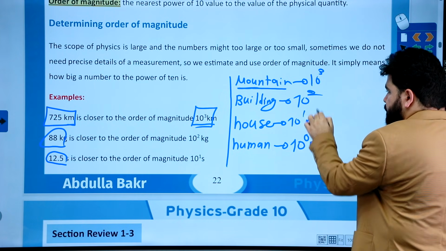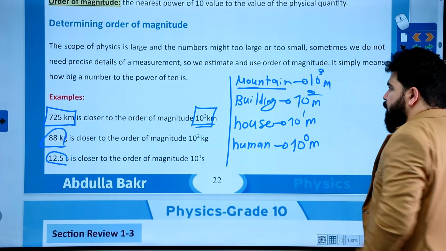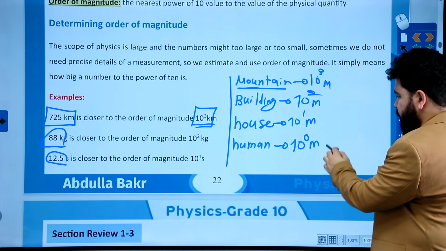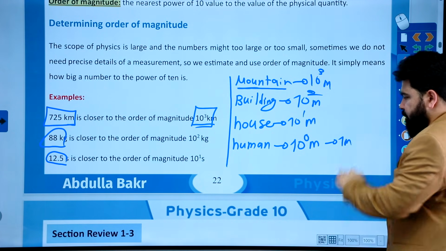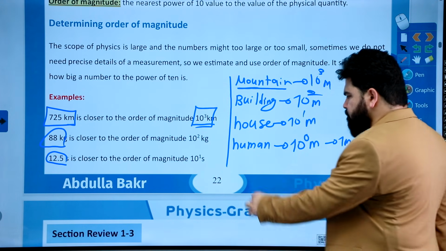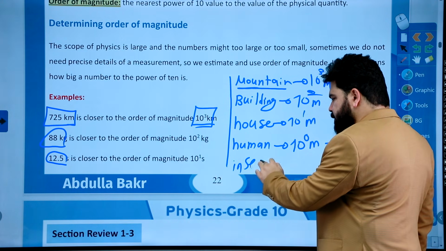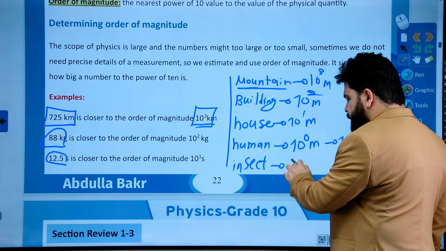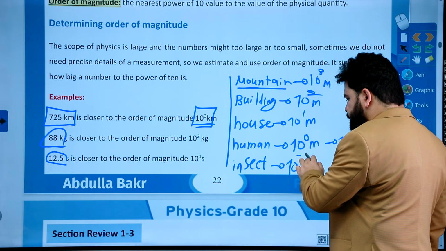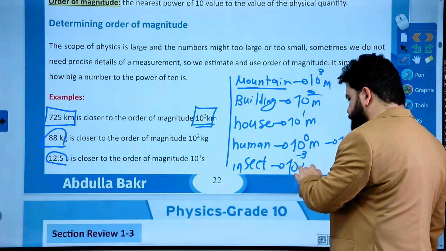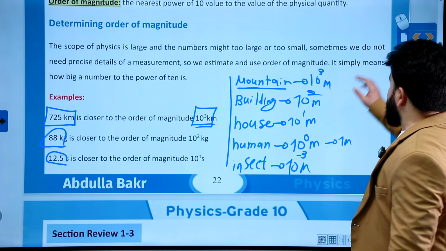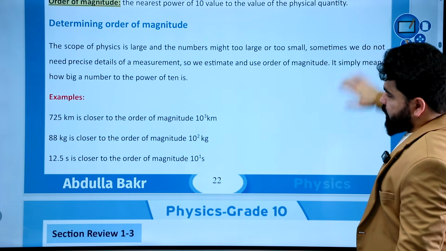Let's say this is meter, meter, and meter. Why? Because 10 to the power of 0 is equal to what? Is equal to 1 meter. Okay, now insects, we can say 10 to the power of negative 3 meters. Okay, so these are some orders of magnitude that are really important.